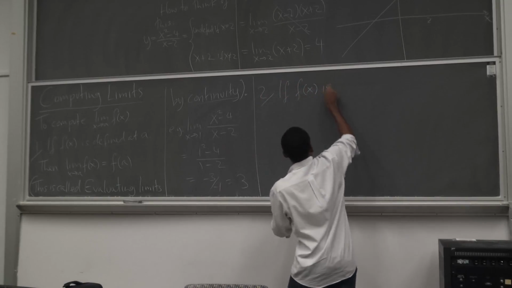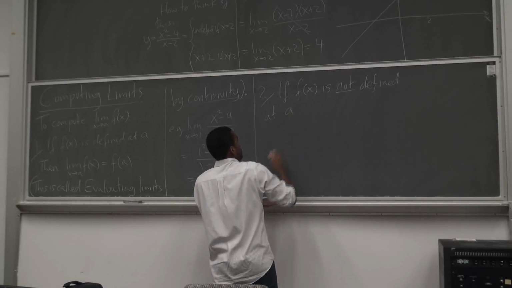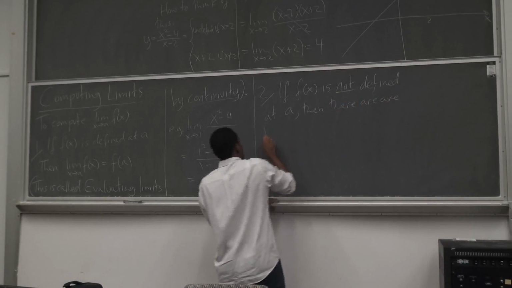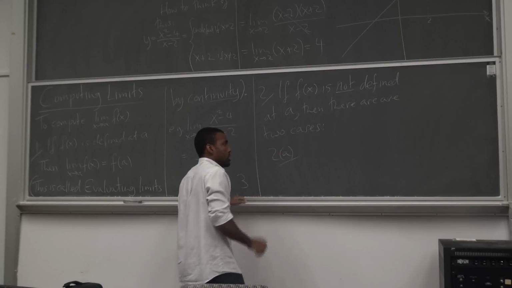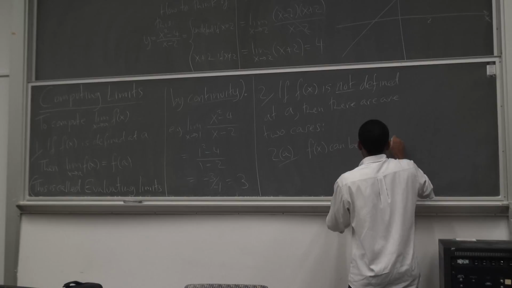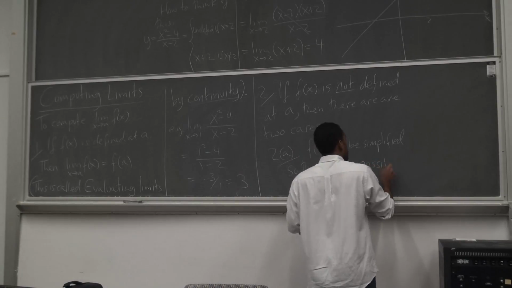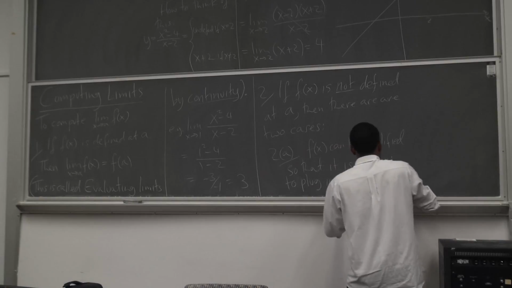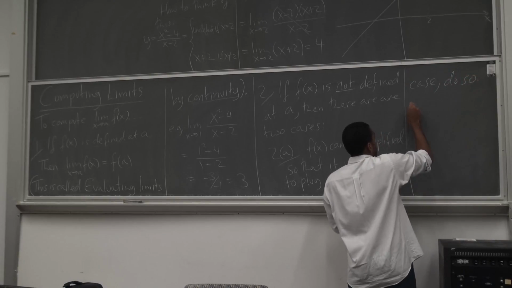Now I deal with the second case. If f of x is not defined that way, meaning it doesn't make sense to plug a into that function, then there are two cases. So this is 2a. One, f of x can be simplified. Here's where you're going to do your algebra, so that it is possible to plug in x equals a. In this case, do so.